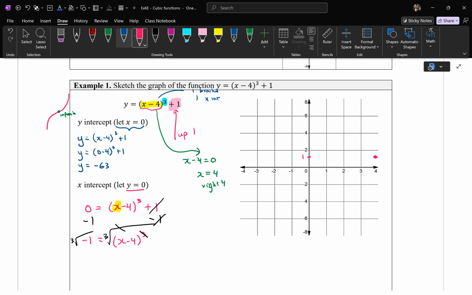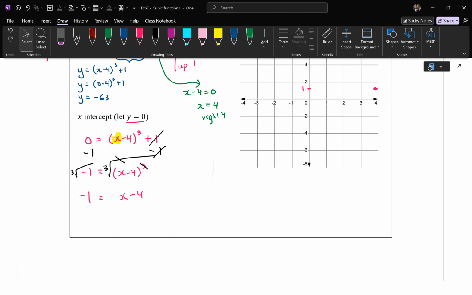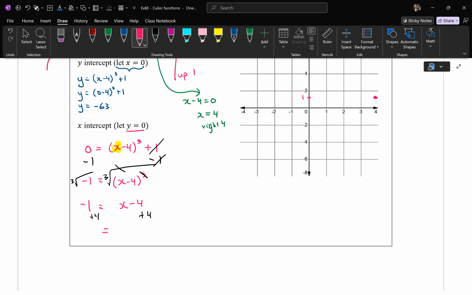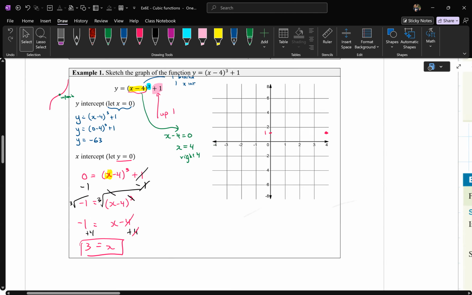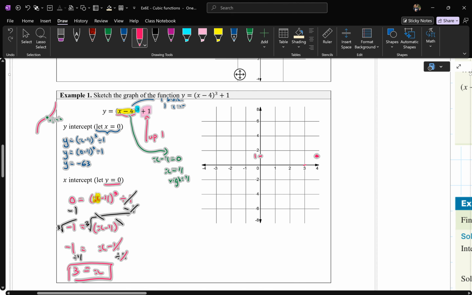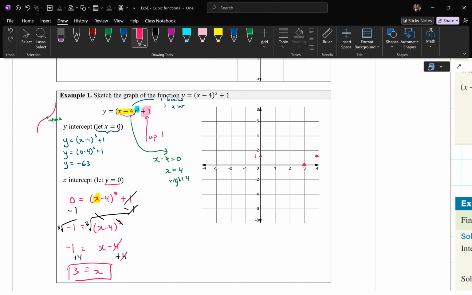So this now gives me negative 1 is equal to x minus 4, and we're almost there. We're trying to find x, so opposite of minus 4, add 4 on both sides. That tells me x must equal to 3. So based on what I can see, I've got the shape. I know it has one x-intercept, which conveniently was here. That's at (3, 0).